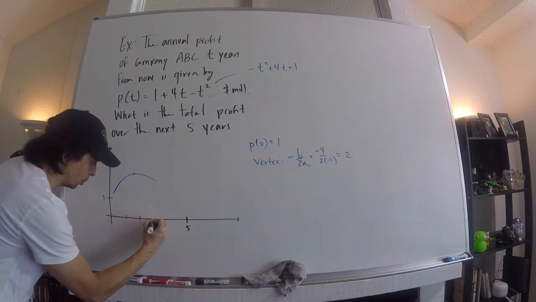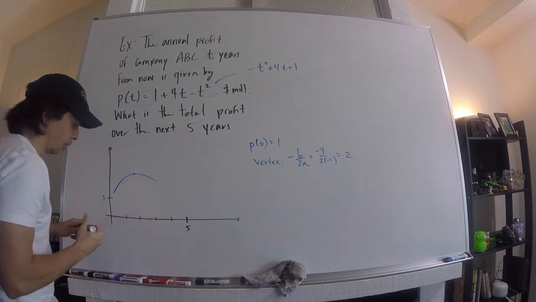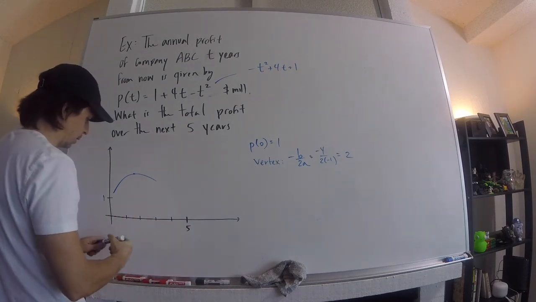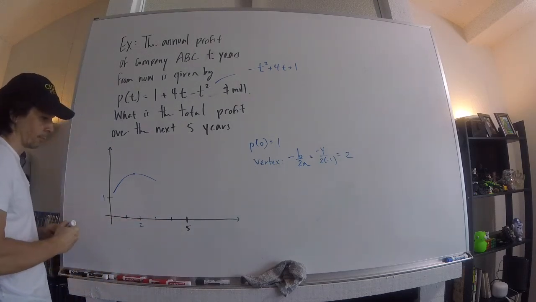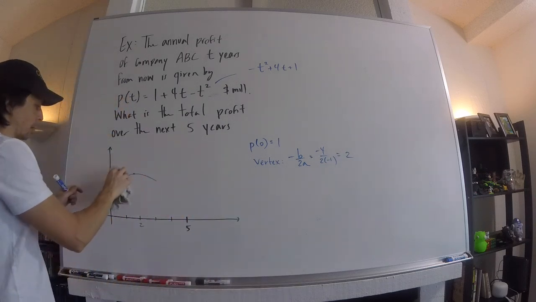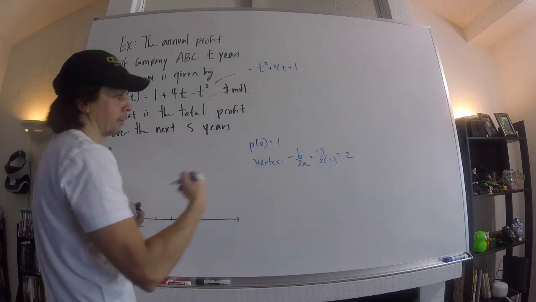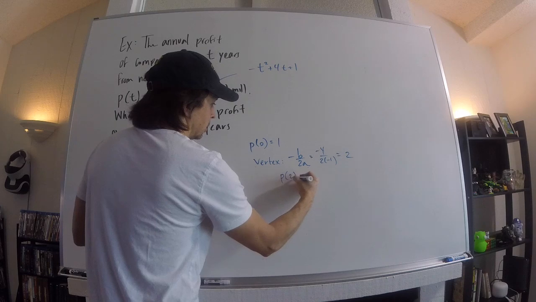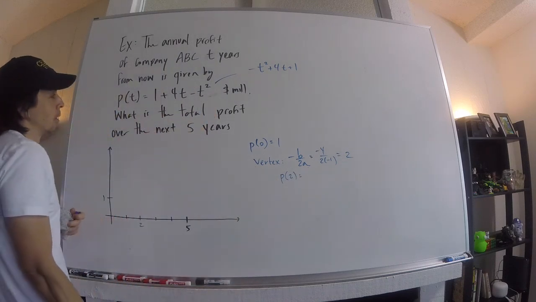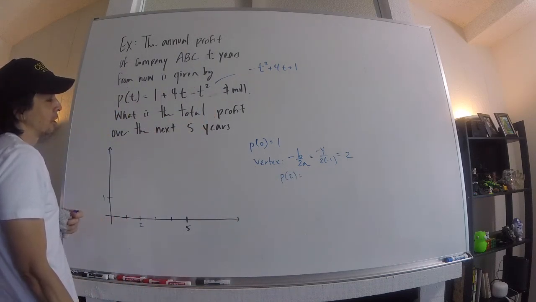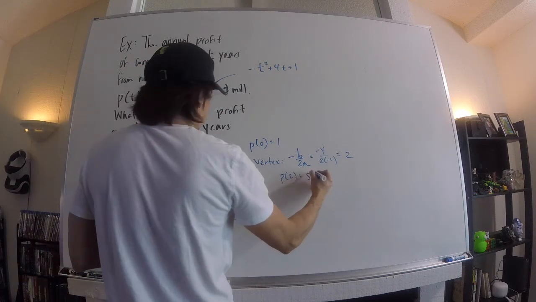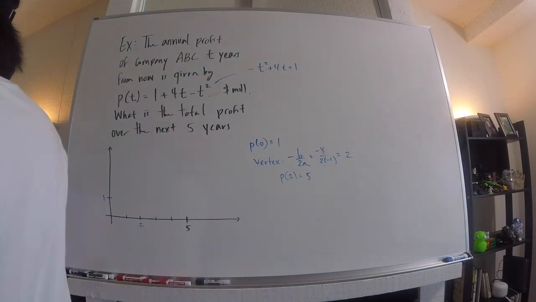1, 2, 3, 4, 5. So my vertex is going to be here at 2 comma something. If I wanted that something, I could plug in p of 2. Well, let me do it. 1 plus 8. It's going to be 9 minus 4. I believe it's 5. 5 million. Let me see. Yeah, looks like about 5.